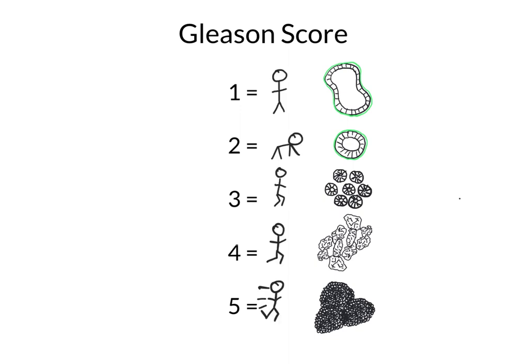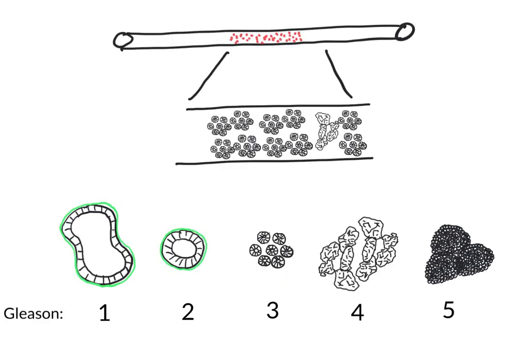To use our analogy, a Gleason score of 1 means the cells are standing. A score of 2 is crawling. A score of 3 is walking. A score of 4 is running. And a score of 5 is sprinting. The first number in your Gleason score describes what most of the cells are doing. The second number describes the next most common thing the cells are doing.